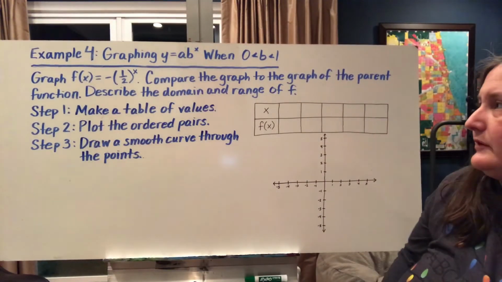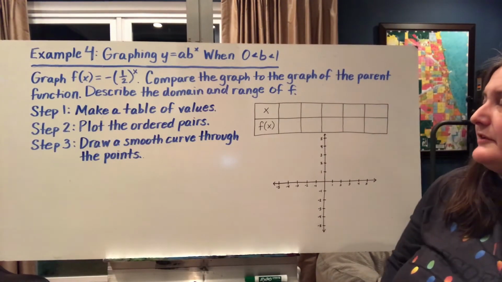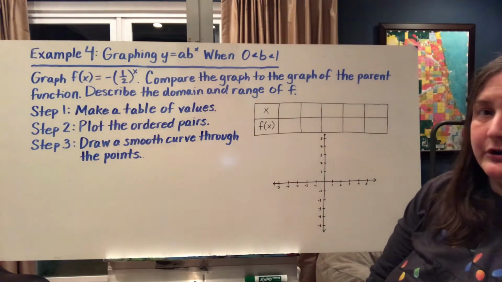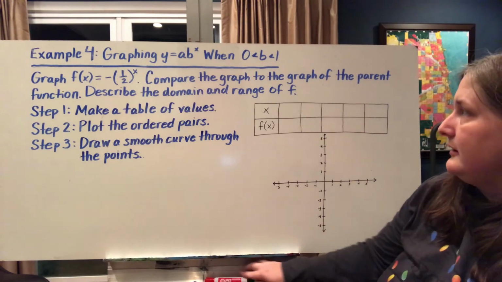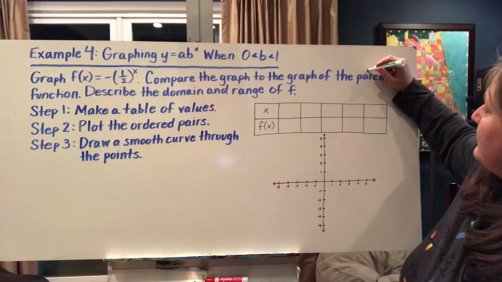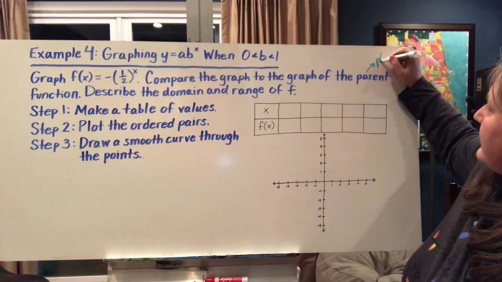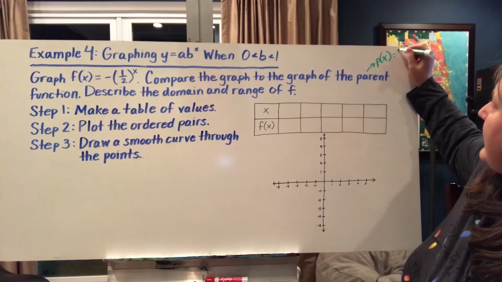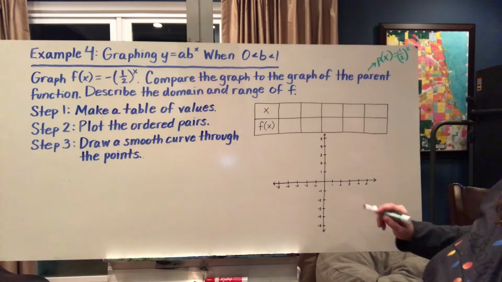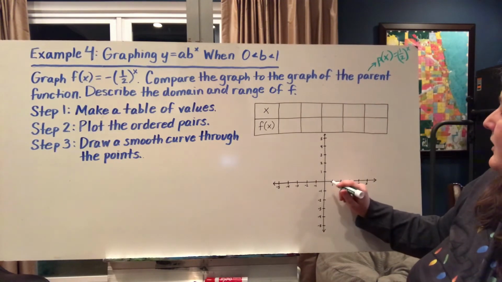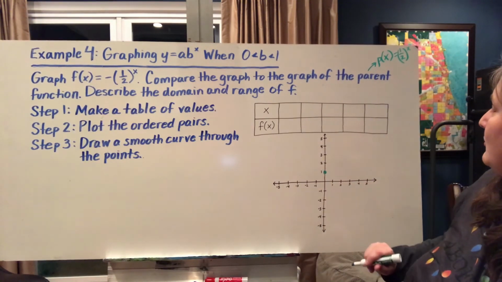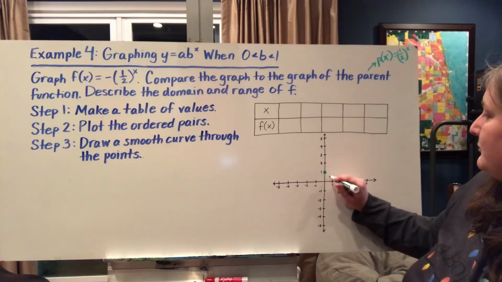Let's take a look at one more example here. This time I have -1/2 to the x power. So first let's graph the parent function again so we can compare them. In this case, I'm going to call my parent function p of x again. It's going to be 1/2 to the x power. So if I plug in some values here, 1/2 to the 0 power is 1. 1/2 to the first power is 1/2.